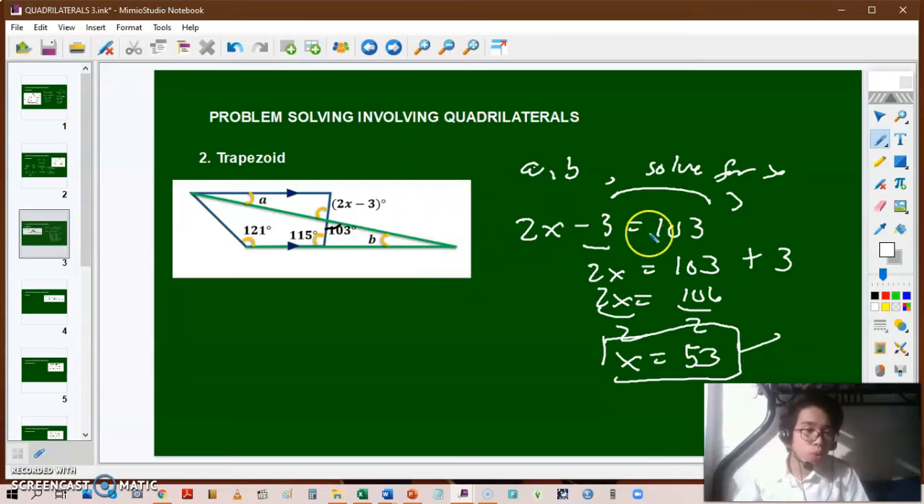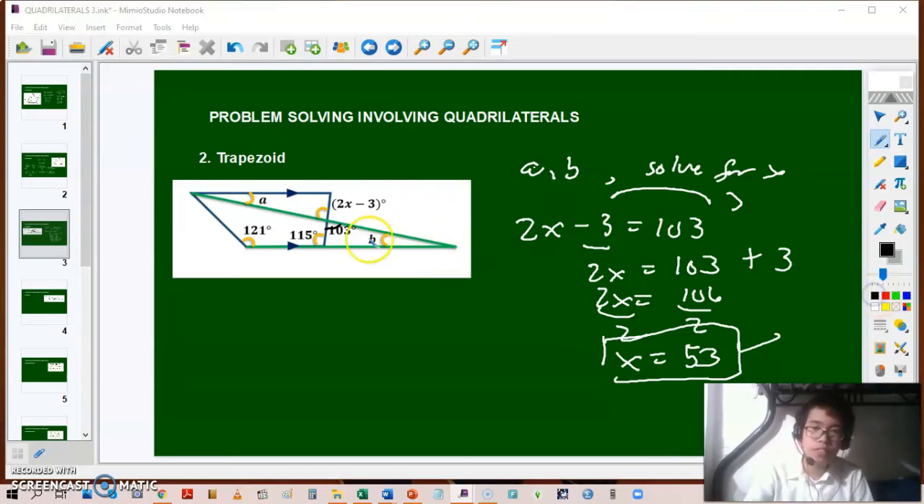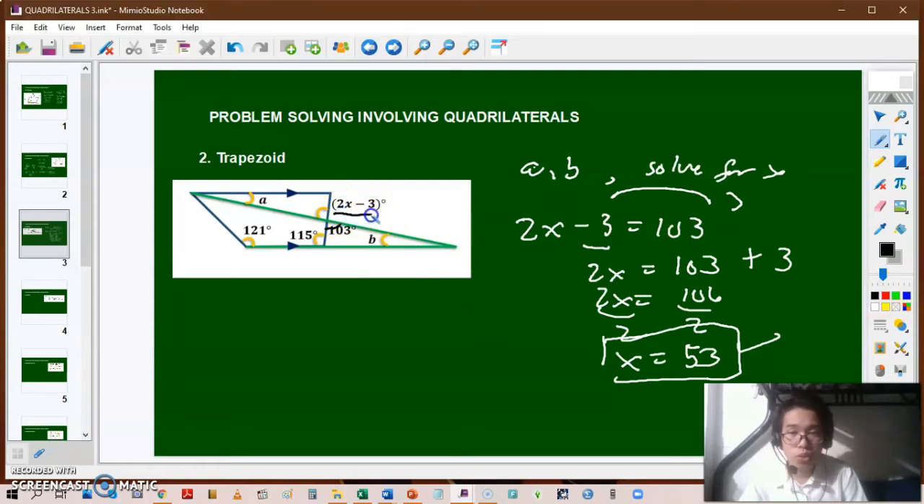Okay, so we already know, guys, that the measurement of this angle of 2x minus 3 is 103 degrees. Yes, it measures 103 degrees because we have already solved it. And also, it's a vertical angle of 103. And we have here a line. So if you remember, on our linear pair postulate, the supplementary angles right here, these two angles right here are supplementary. Therefore, we can get the measurement of this angle right here. And also we can even get the measurement of this angle right here.